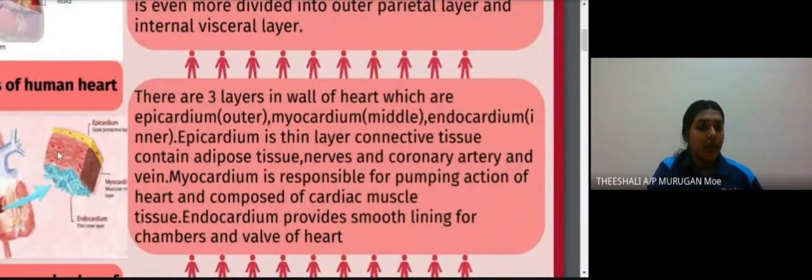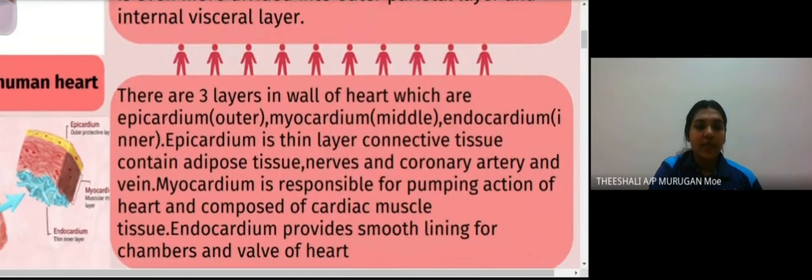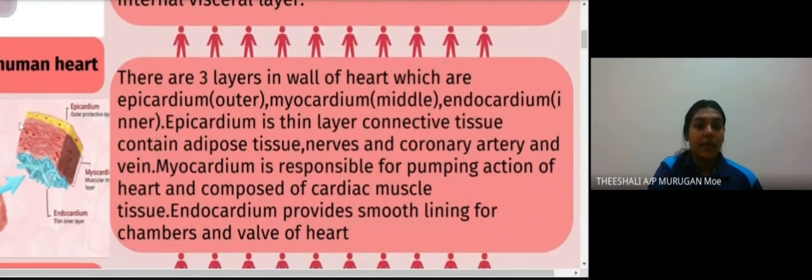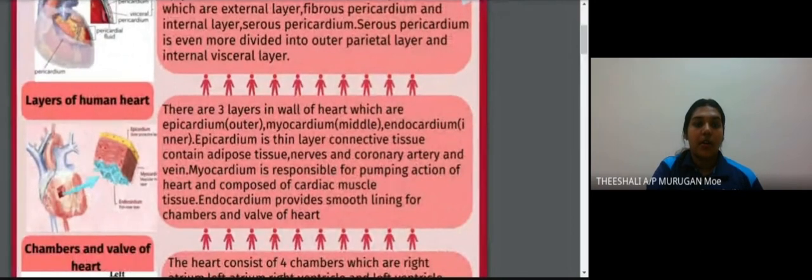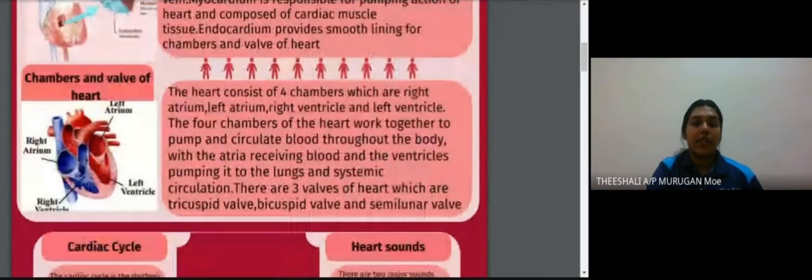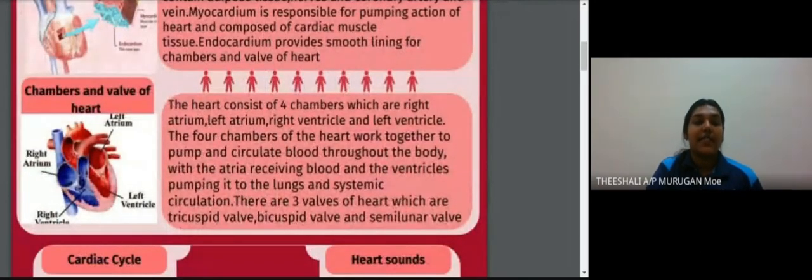How about the myocardium? The myocardium is responsible for the pumping action of the heart and is composed of cardiac muscle tissue. The last one is the endocardium. The endocardium provides a smooth lining for the chambers and walls of the heart. So that is all about the layers of the human heart. Now we move to the third part of our anatomy, which is the chambers and walls of the heart.